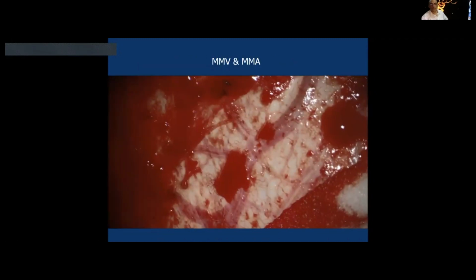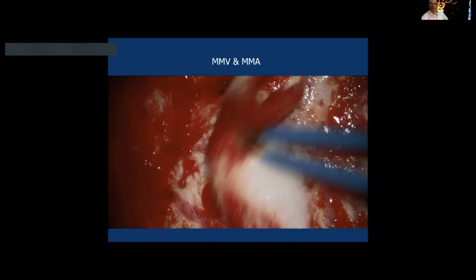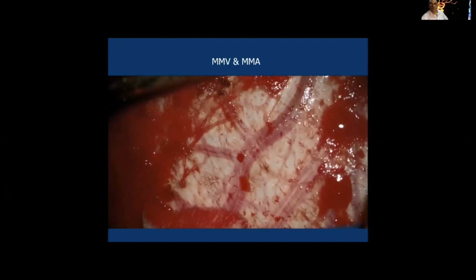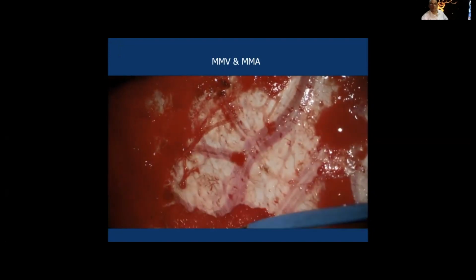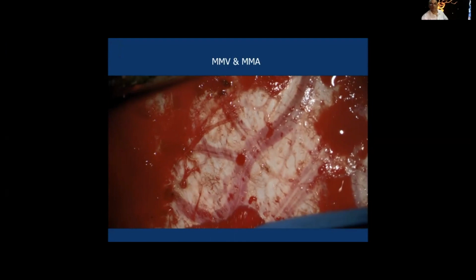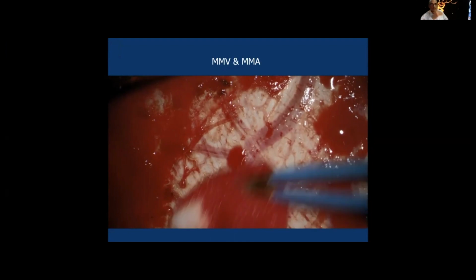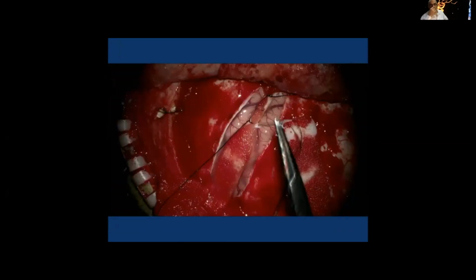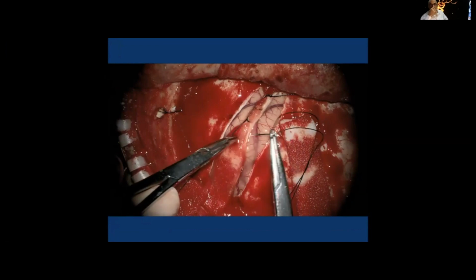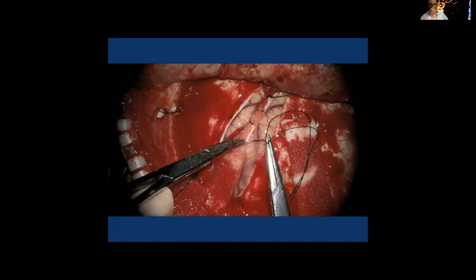So this is what we can see, the middle meningeal artery and the middle meningeal vein under the microscope. We can see it's impossible to coagulate the middle meningeal vein while at the same time protecting the integrity of the MMA. So this is my solution.